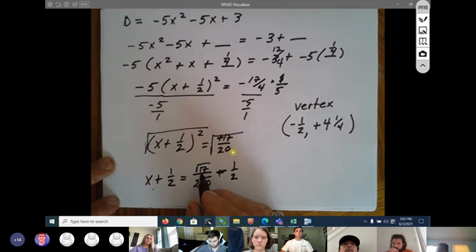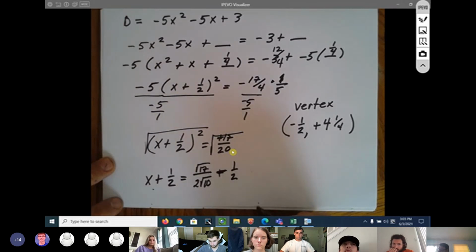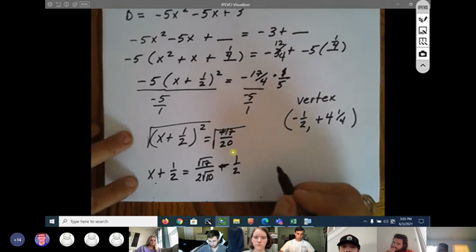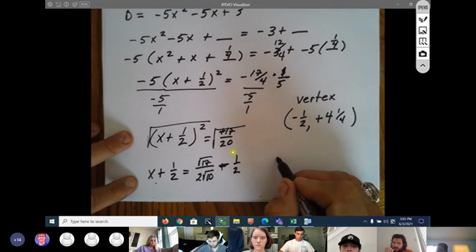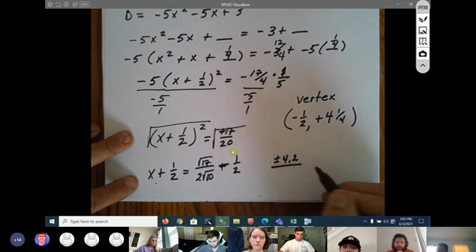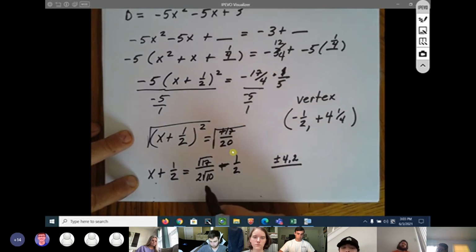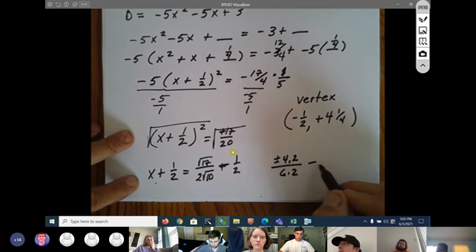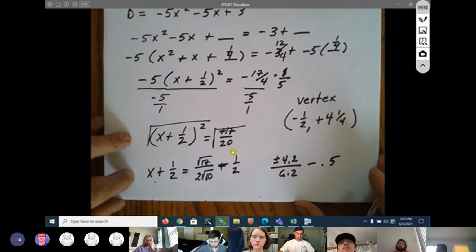Well, square root of 17 is 4.1, or 4.2. So I'm just thinking out loud. So that's positive or negative 4.2 over 2 times square root of 10, which is 3.1. That's 6.2 minus 0.5.